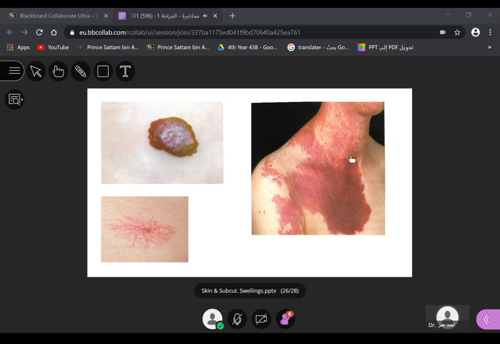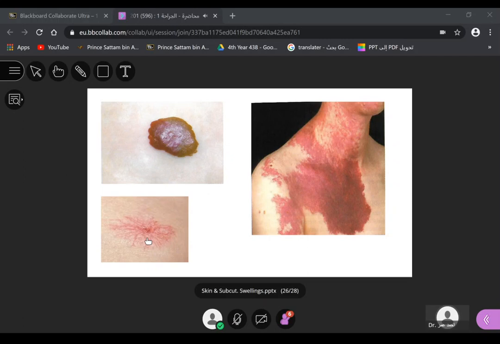Or the name is also, as I mentioned in the previous slide, capillary vascular malformation or port-wine stain. And what do you think of this? Spider nevi. Yes, the shape is very characteristic of the spider nevi.